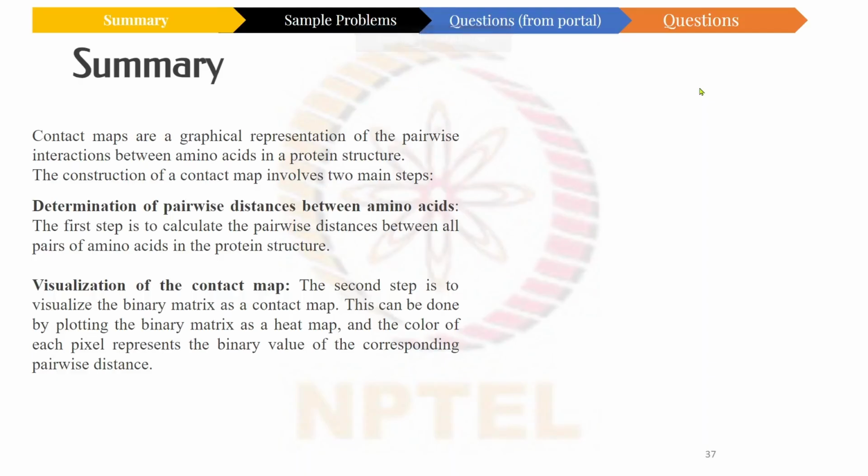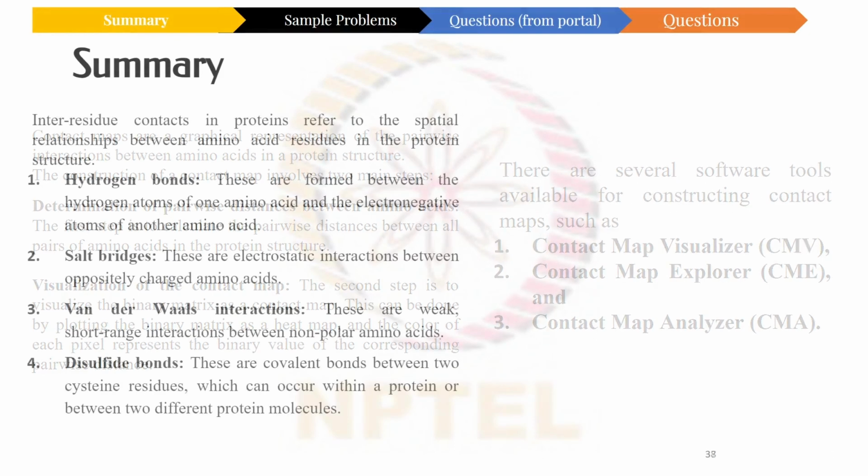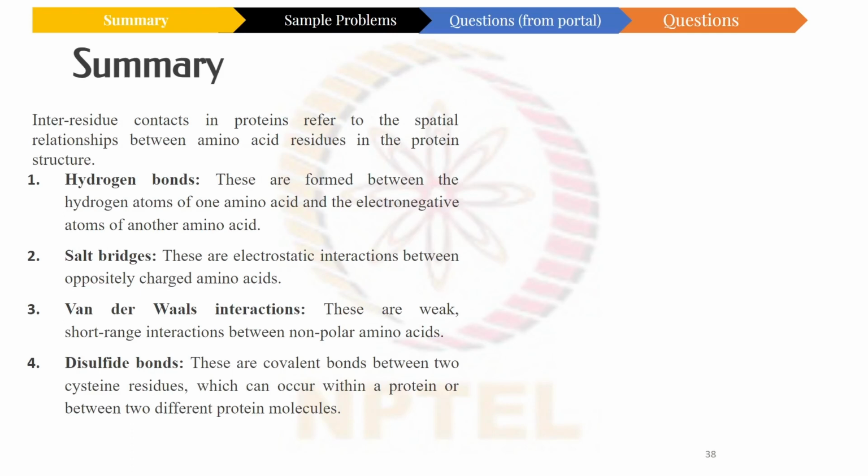So moving next, we have some structural features related to inter-residue contacts in proteins, which refers to the spatial relationships between amino acid residues in the protein structure. These inter-residue contacts play a crucial role in determining the folding and stability of proteins, as well as their interactions with other molecules.